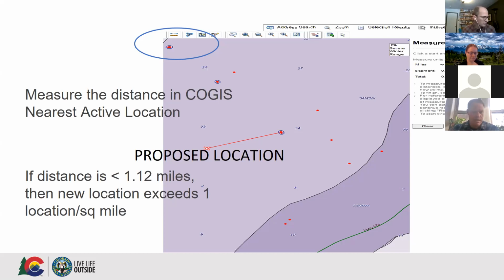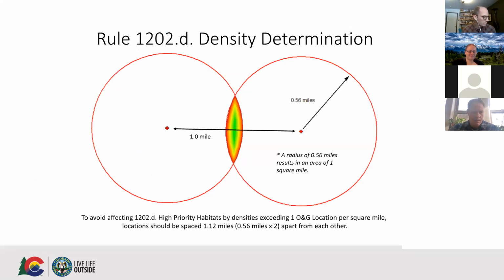So Hannah, can we go to the next slide? It's based on the calculation of the area of a circle of what a square mile is when you put it in terms of a circle. And so in order to get a square mile with a circle, we have to use a radius of 0.56. And so we use 1.2 miles because we'll have this overlapping buffer, and then therefore we've exceeded the density of those facilities. So hopefully that makes sense. So actually, Hannah, can you go back to the last slide?